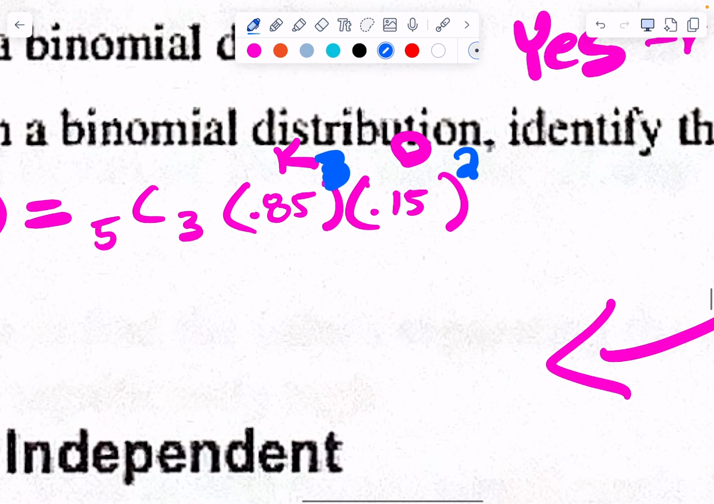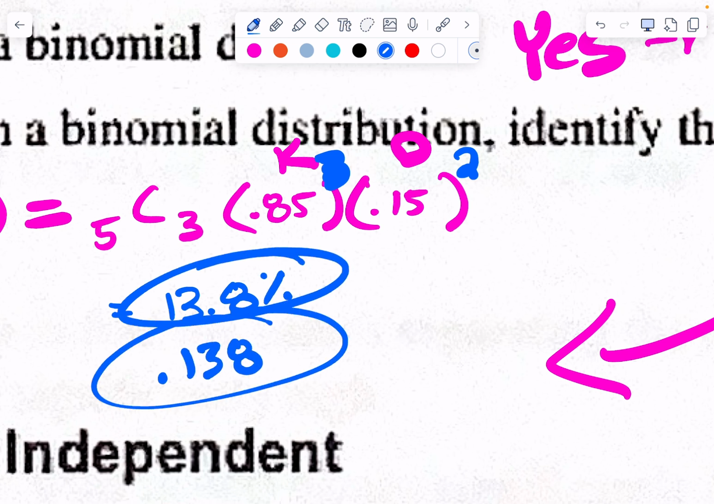Got it? Okay, practice typing that in. What's the chance that exactly 3 out of 5 know Twitter? 13.8%? Yep. Or 0.138, okay? Whichever one you decide. I think if we're filling out a table, go ahead and leave it as 0.138, okay? But if they're asking a random question and say, what's the probability, you can switch it to a percentage, okay? But if we're filling out the table, just leave it as a decimal.